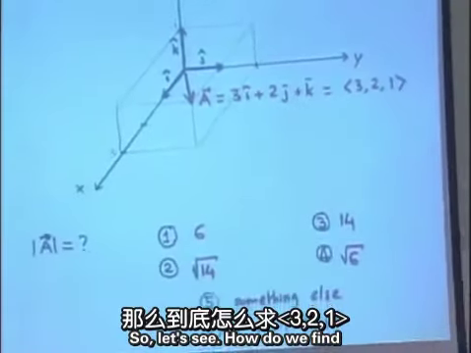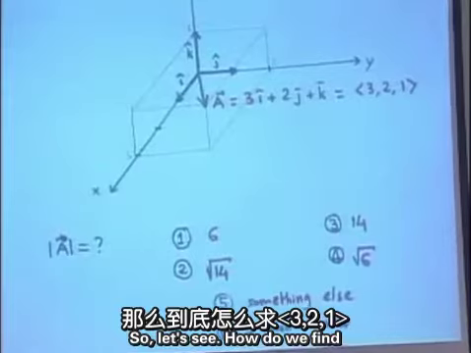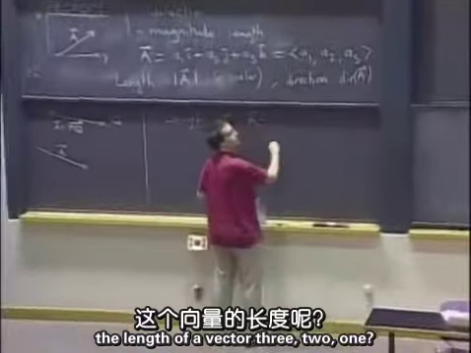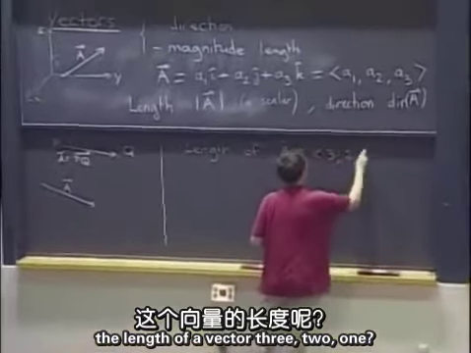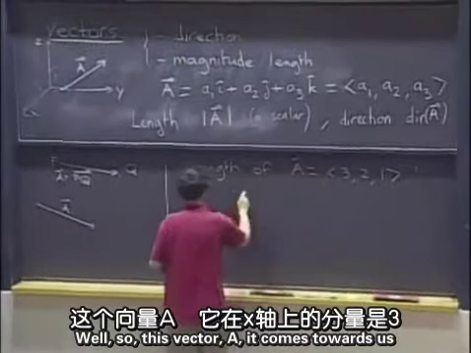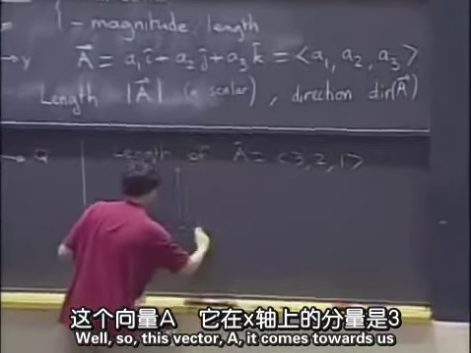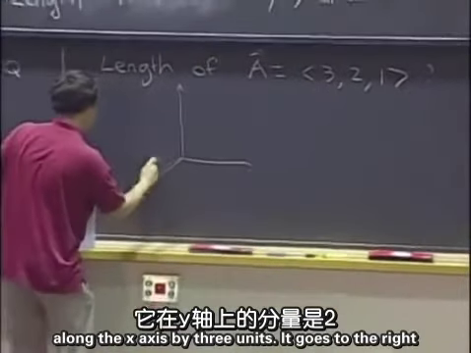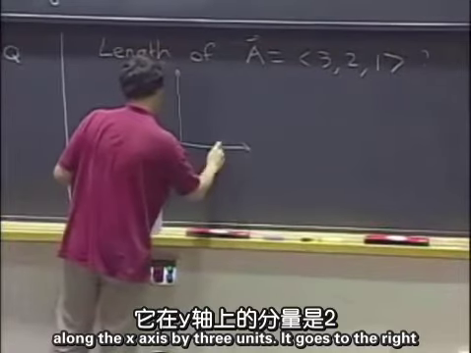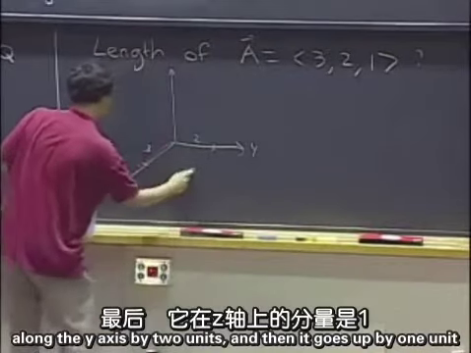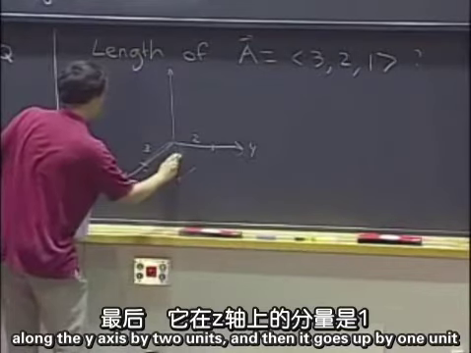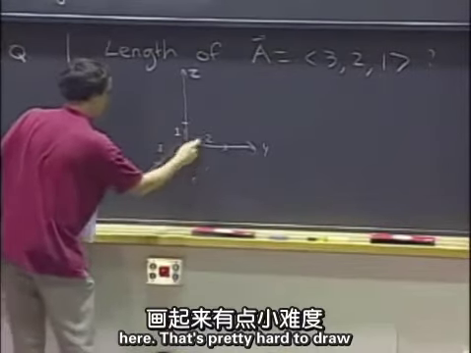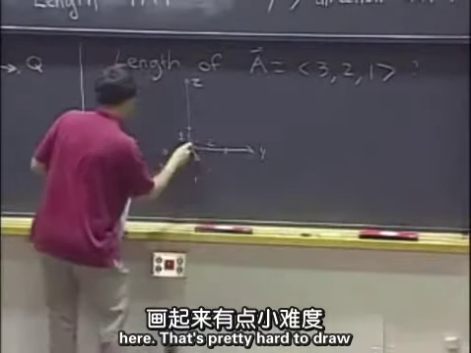So let's see, how do we find the length of a vector 3, 2, 1? Well, this vector A comes towards us along the x-axis by 3 units. It goes to the right along the y-axis by 2 units, and then it goes up by 1 unit along the z-axis. So it's pointing towards here. That's pretty hard to draw.